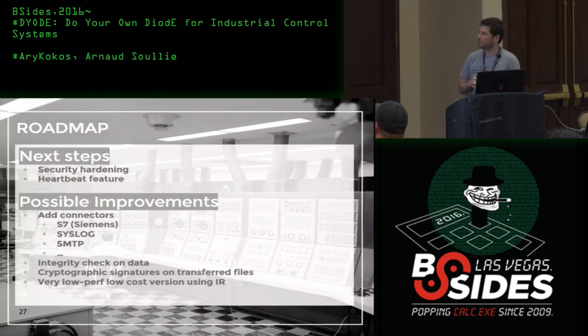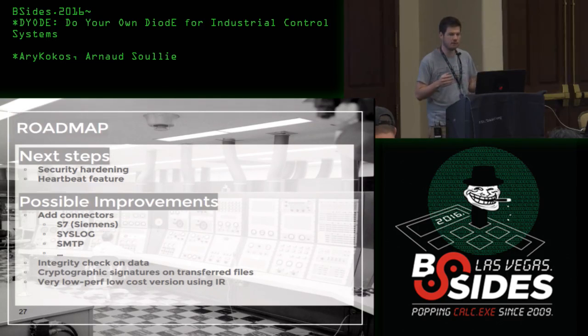Okay, the roadmap for the project. The next step that we want to take is to make it more reliable by using a heartbeat feature. The heartbeat feature is the ability to send a defined file maybe every half an hour. If we do not receive the file on the second Raspberry Pi, we raise an alert, or send an alert to the syslog to say, hey, something is wrong. Then a bit of security hardening. We aimed at the beginning at providing complete and ready-to-use images for Raspberry Pis, but that takes time.